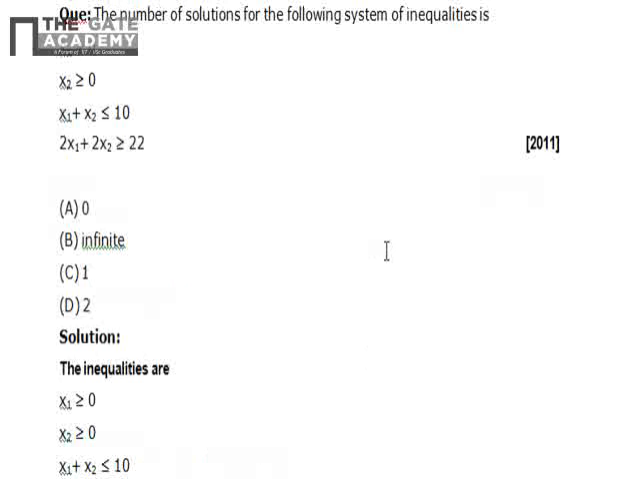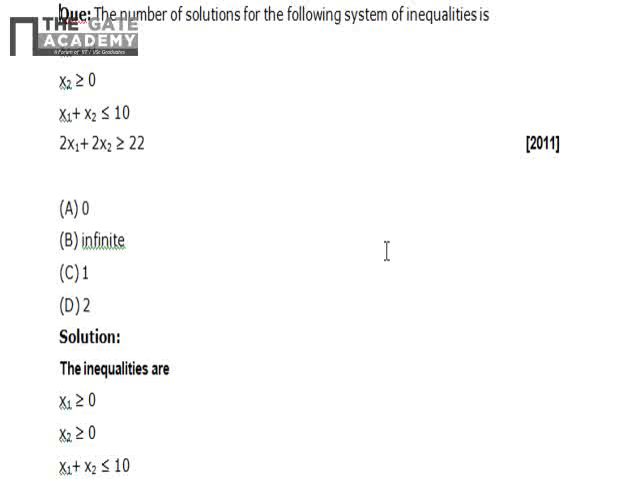Now the next example, the number of solutions for the following system of inequalities is. Before starting this problem, I just want to tell, if we are getting any feasible region in the given system of inequalities, that means the number of solutions will be infinite. And if we are not getting any feasible region, that means the number of solutions will be 0. There will be no solution.